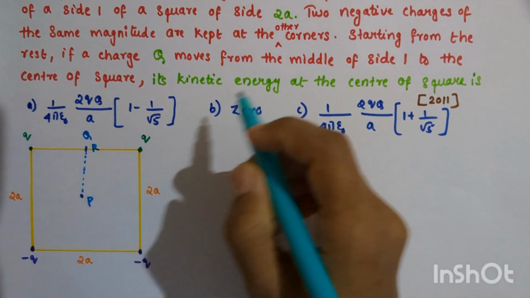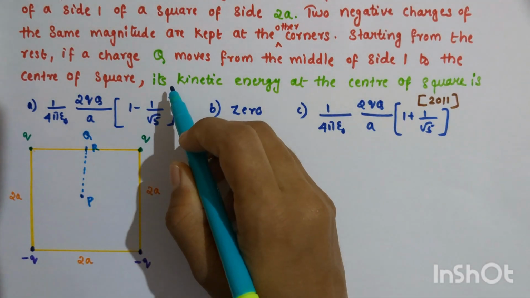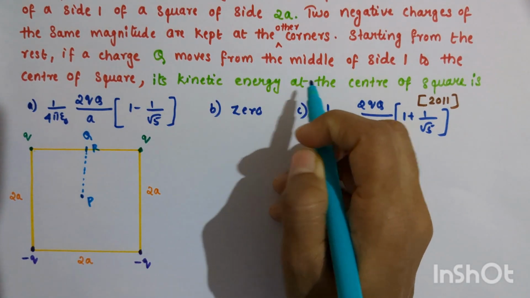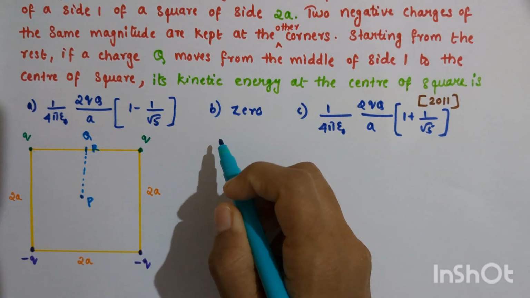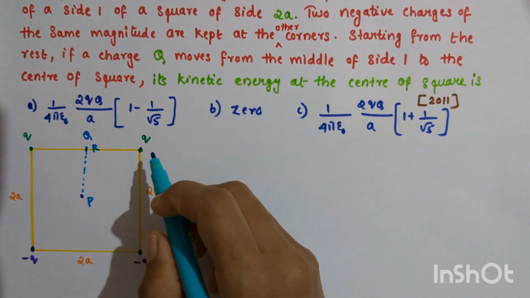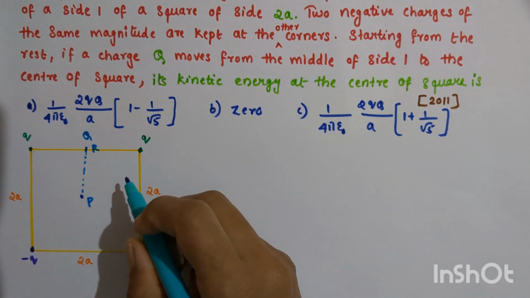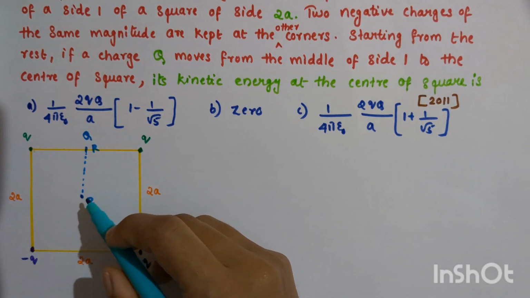Now what is the question? When it is moving from the middle of side 1 to the center of the square, its kinetic energy at the center of the square is, three options are given. Actually there were four options, I just took three options, that's all. So we want to find out the kinetic energy of this charge capital Q at the center of the square, that is at this point P.